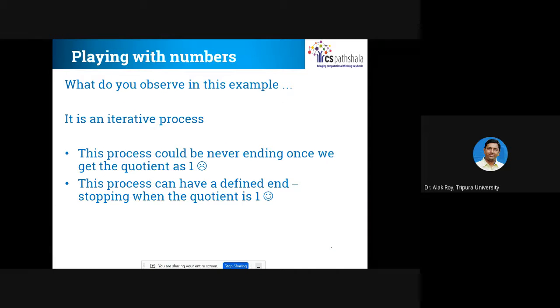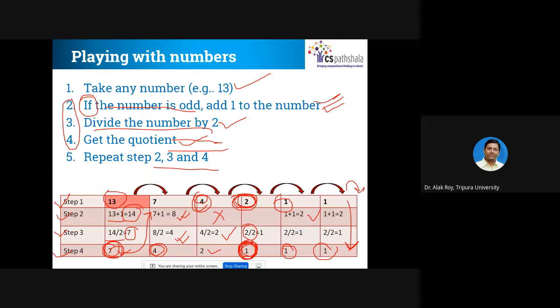So what do you observe in this process? It is an iterative process. This process could be never ending once we get the quotient as 1. This process can have a defined end, stopping when the quotient is 1. Okay. If you add one statement like, if the quotient is 1, then don't repeat.